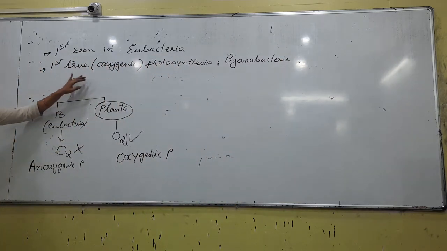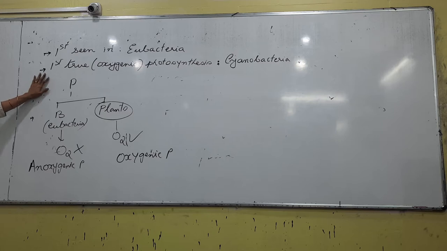Look at this point. Photosynthesis was first seen in eubacteria, but that type of photosynthesis was considered anoxygenic because bacterial photosynthesis does not liberate oxygen, right?